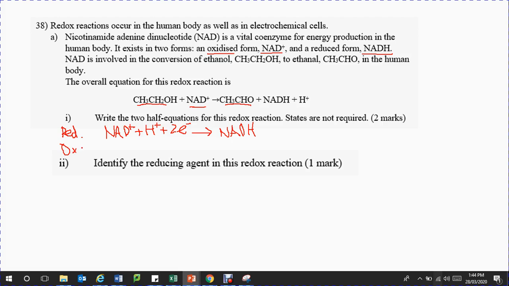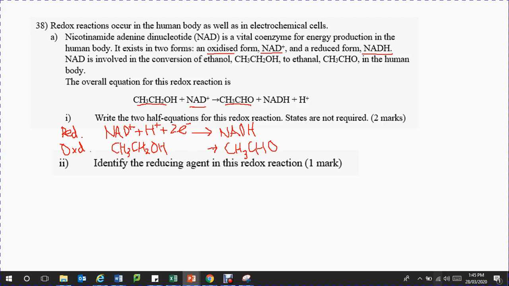Then I need to write my oxidation equation. If NAD+ was undergoing reduction, that must mean my ethanol is undergoing oxidation. So I've got CH3CH2OH, which gives us, I'll leave a gap just in case we need to have a look at it, CH3CHO.